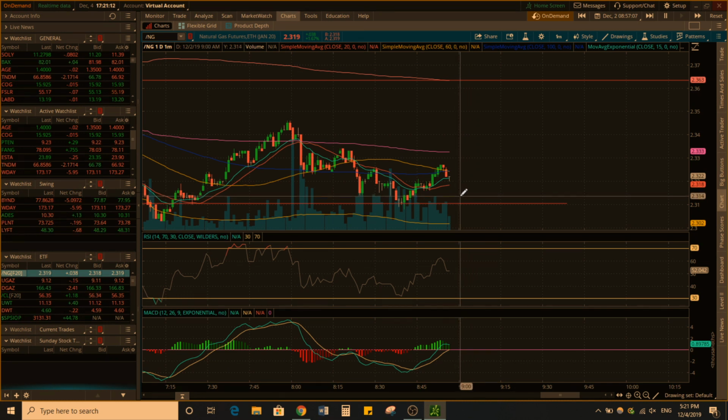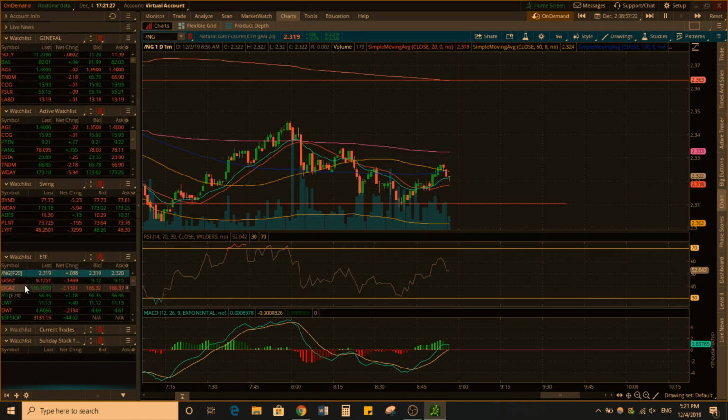Right here, maybe just a little bit above where the previous support for NG and resistance for DGAS is. So that way I can make sure. There's nothing wrong with taking profits early. Yeah, I'll lock in those greens.